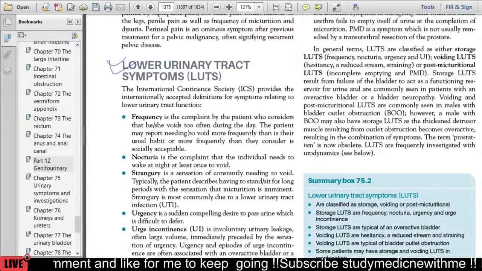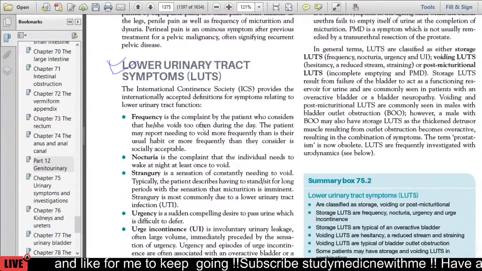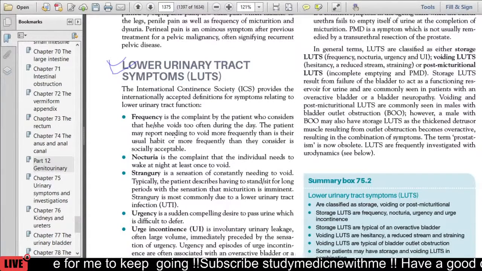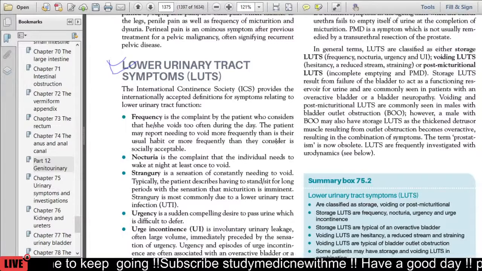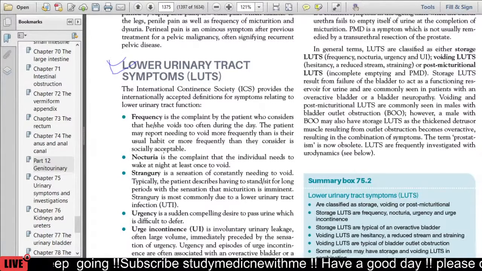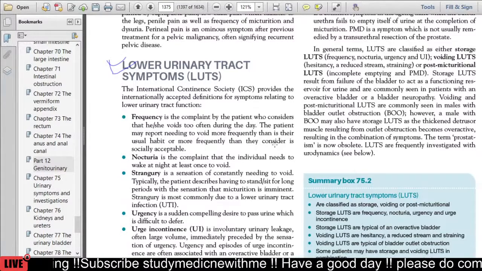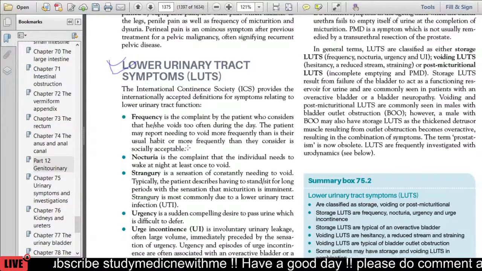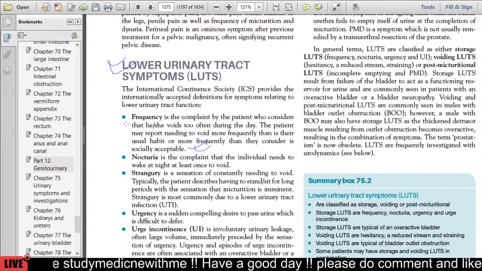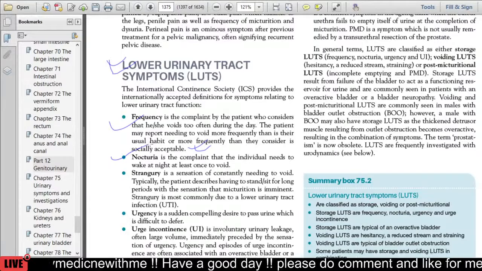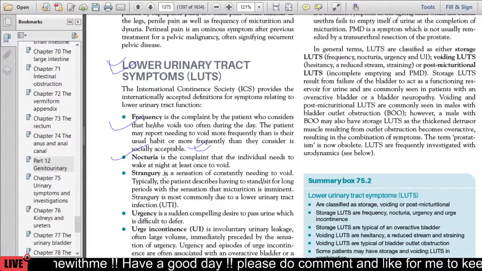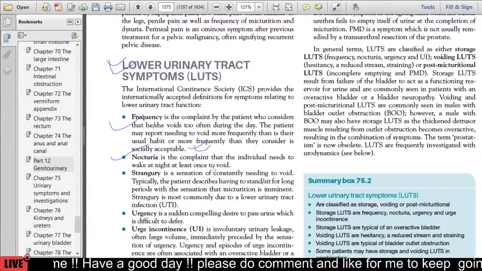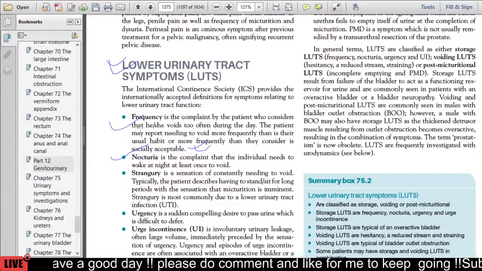Frequency is the complaint by the patient who considers he or she voids too often during the day. The patient may report needing to void more frequently than is their usual habit, or more frequently than they consider socially acceptable. There's also something called nocturia, which is the complaint that the individual needs to wake at night at least once to void.